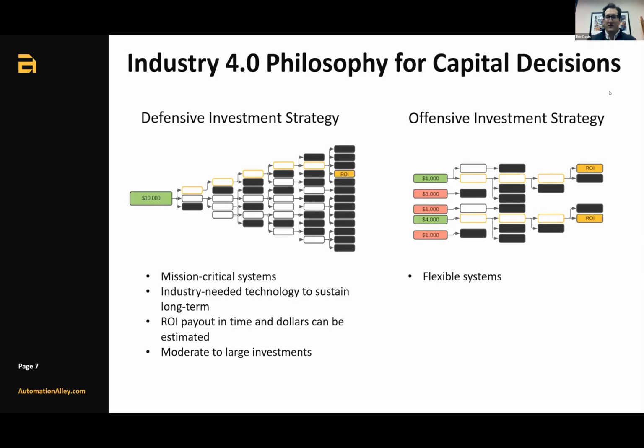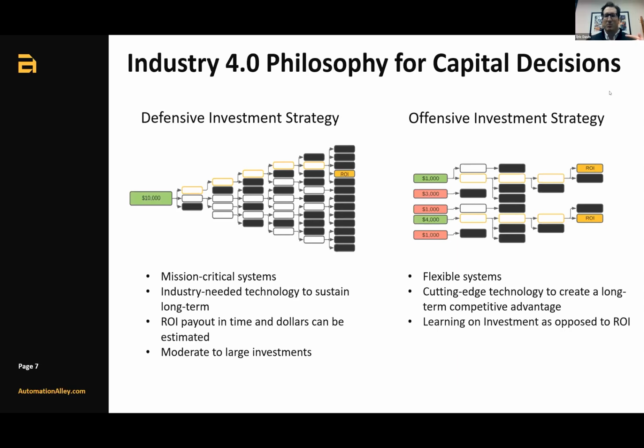Now, for an offensive investment strategy, think about more flexible systems. This could be your back office. This could be part of your production that's not as rigorous. So you can take some chances in there without screwing things up because there's some manual pieces that you can kind of come in halfway through and fix. This is more so for cutting edge technology to create a long-term competitive advantage. So you're taking a bet that one of these technologies is going to pan out and it's going to be part of what makes your brand strong in the future.